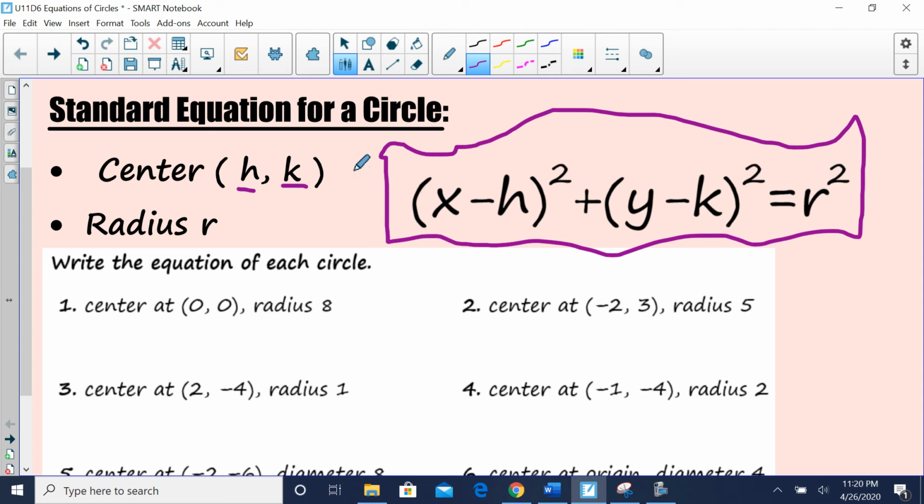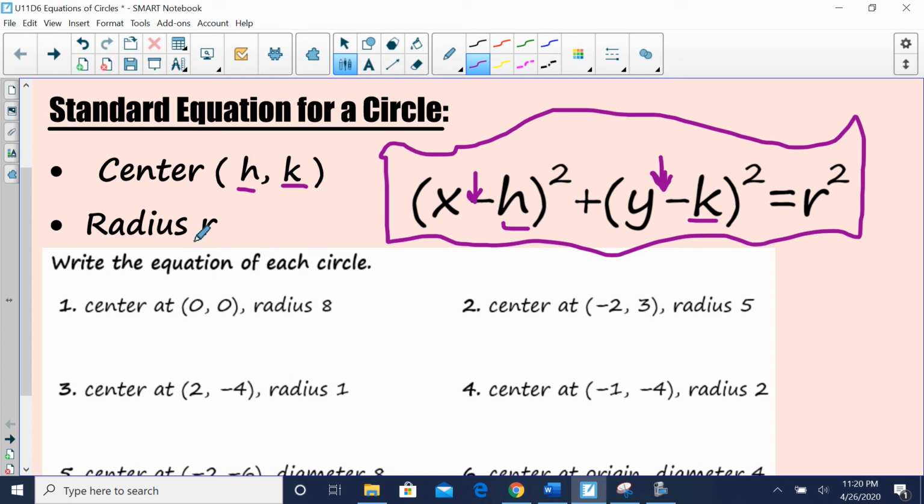Now, one thing that I want you to notice in this equation is that there are minus signs in here. So when I look at the equation, that minus means it's really going to be stating the opposite of what the coordinate is. So if I have a negative number here, the x coordinate of the center is actually a positive value, and we'll practice that a little bit.